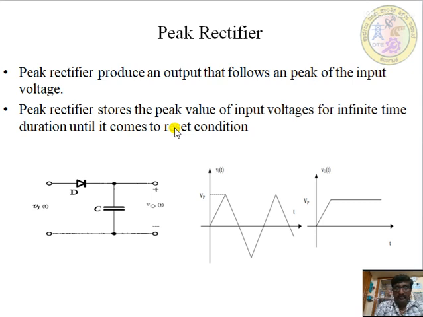So next is the peak rectifier. A peak rectifier produces an output that follows the peak of the input voltage. A peak rectifier stores the peak value of the input voltage for an infinite time duration until it comes to the reset condition. We are just considering a diode, and only the peak value is taken. This one is just a half wave rectifier, as we know the negative half will be varying, and here you can consider a triangular wave. See, only the peak voltage is taken.